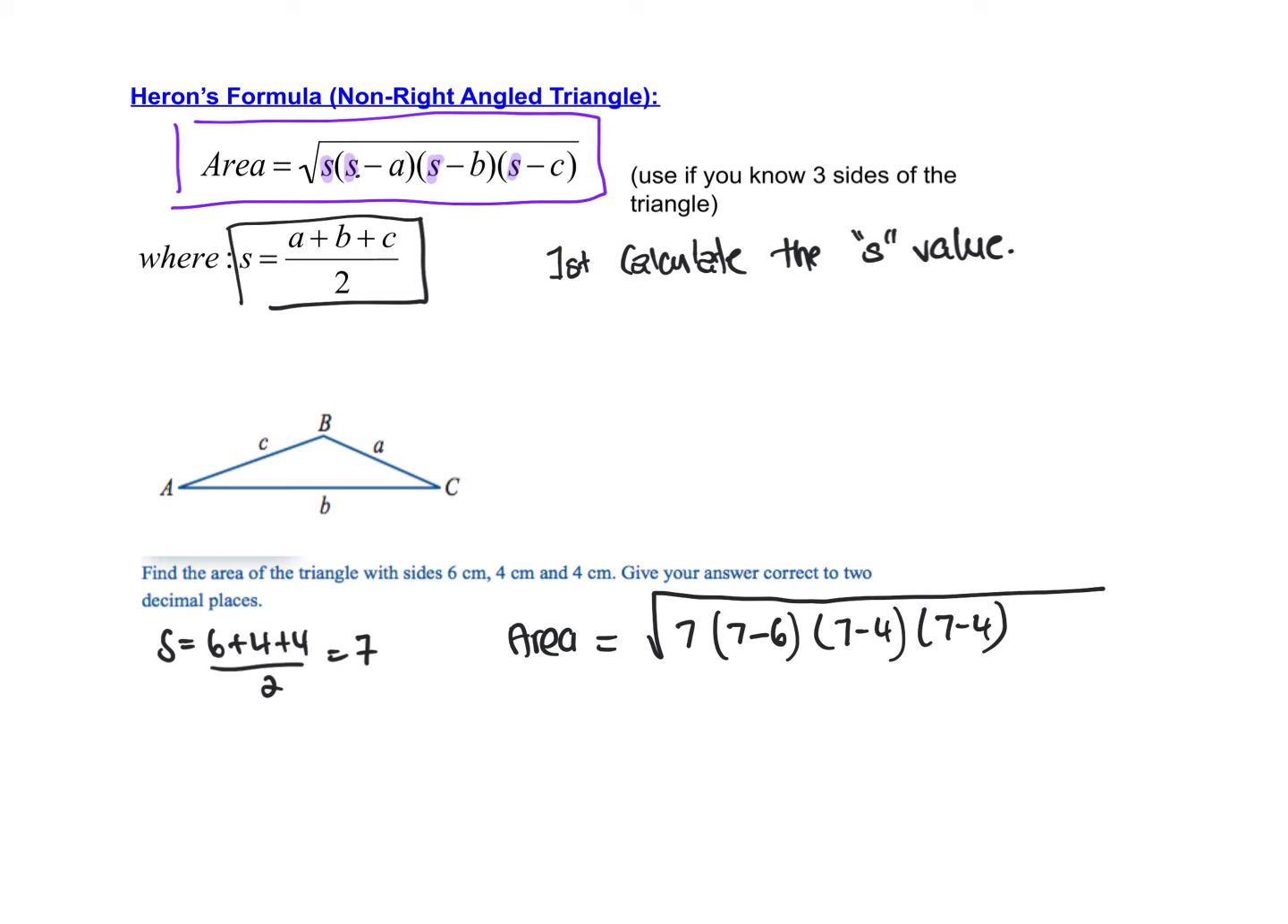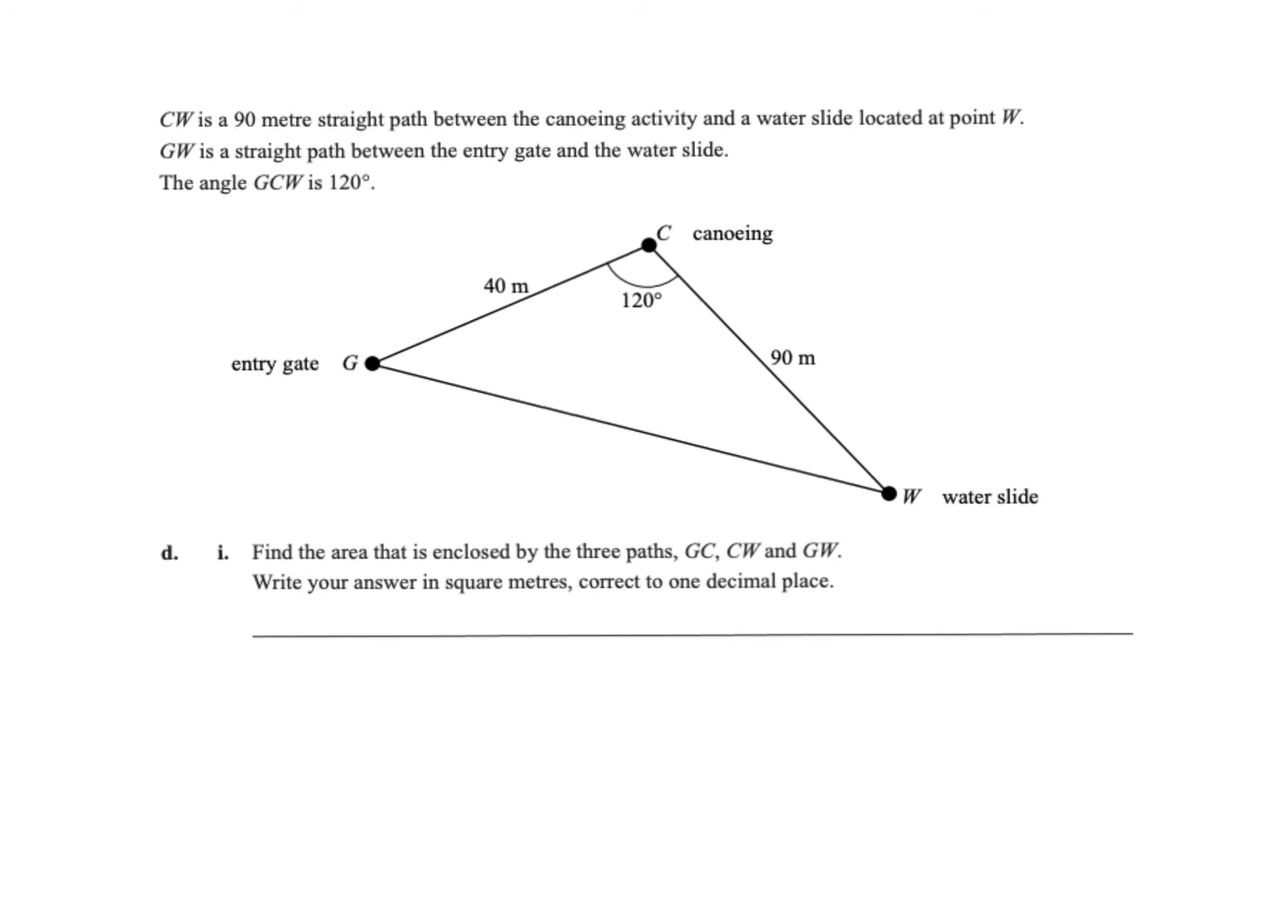So I get the answer, and it said to 2 decimal places, so I get 7.94, and this was centimeters, and area is in centimeters squared. So there's my answer. So that's Heron's. That might be new to you.